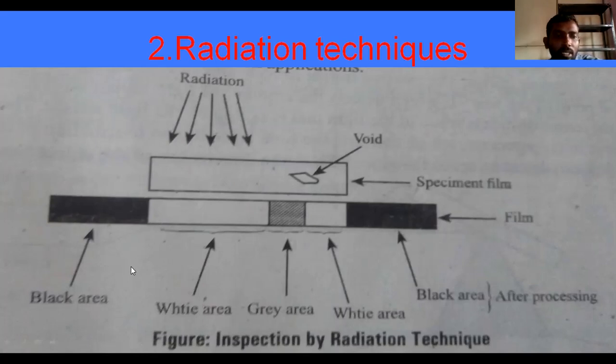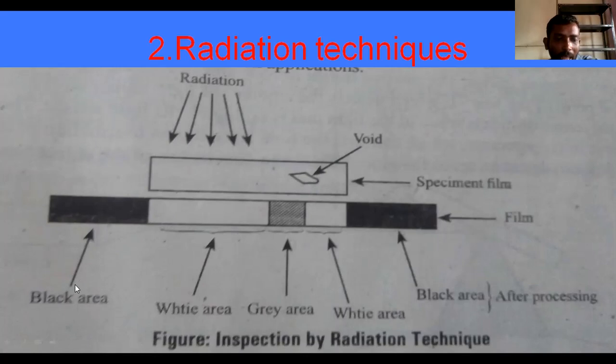In radiation techniques, it is the radiation that we pass to the specimen. It is a specimen film. The radiation will be sent to the specimen film. Automatically, in the specimen below we have these colors.